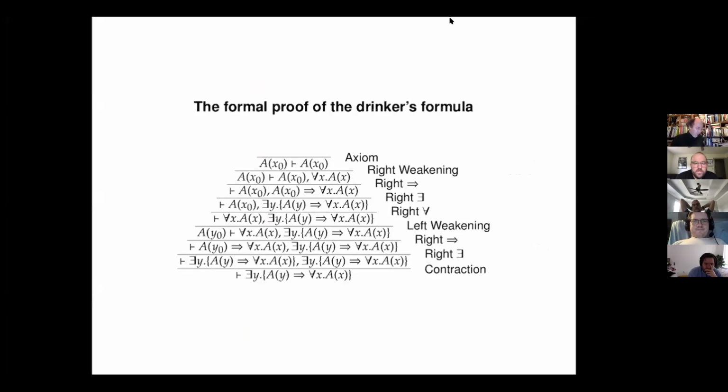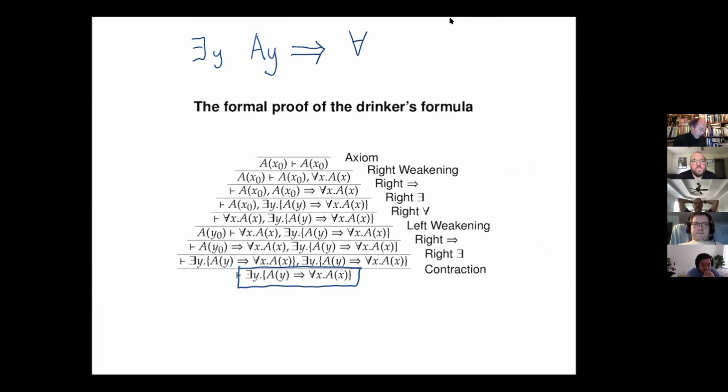So really, we have this formula here, and this formula is very nice because it's provable in classical logic, but it's not provable in constructive logic, in intuitionistic logic. And so this is the formula.